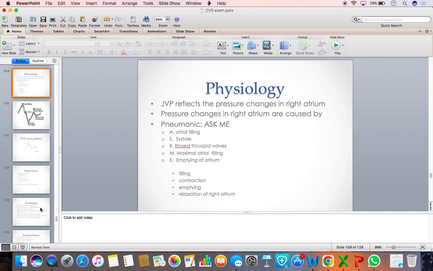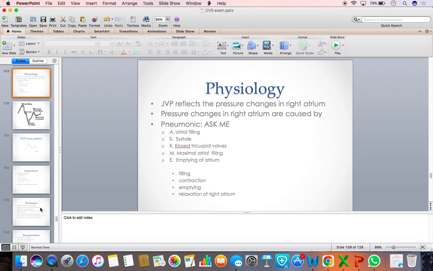and the peak of the A wave reflects the maximal pressure in the right atrium during atrial systole. Okay, if the atrium is contracting against the narrow tricuspid valve, it will result in the peak A wave because of the rise in the intra-atrial pressure. So the A wave indicates atrial filling followed by atrial contraction, right? The ascending limb of the A wave is due to the gradual rise in the intra-atrial pressure due to venous return, and the peak of the A wave indicates atrial contraction.